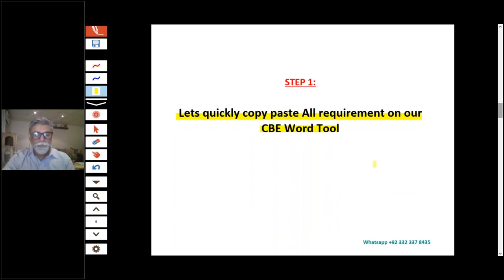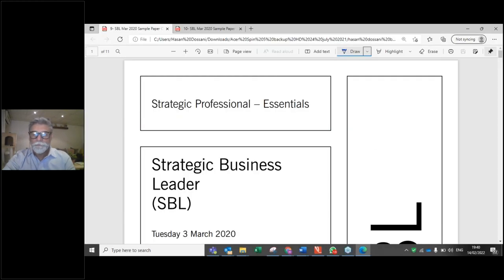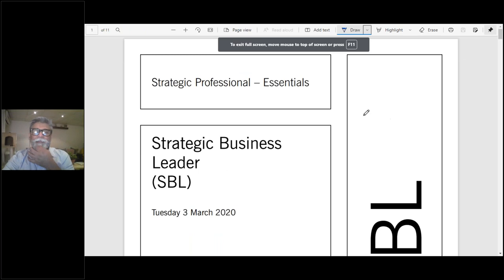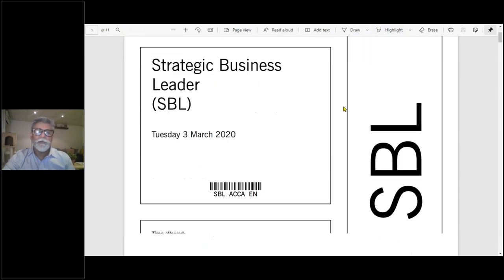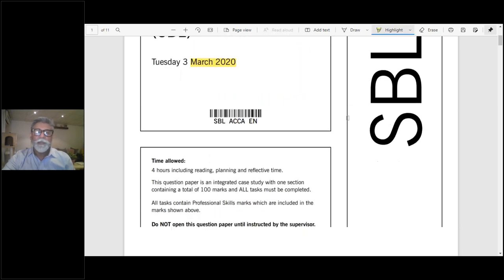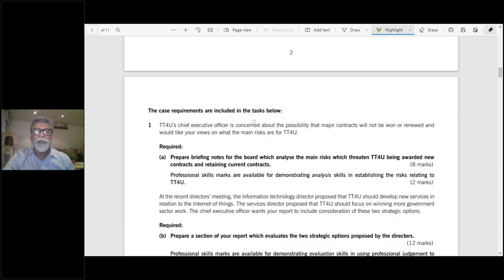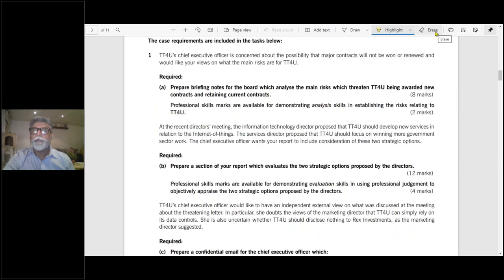Okay, so let me open my PDF. So this is the paper, which is March 2020. And if you scroll down, this is the name Tech Theory for You, or TT for you, right? So the first step is we immediately scroll down and we need to copy the bold requirements.